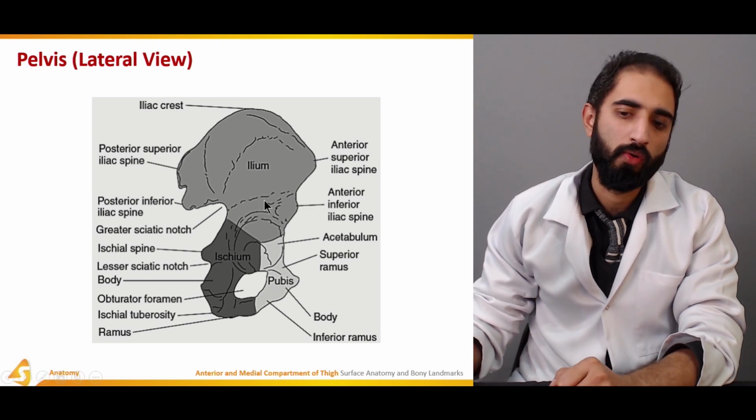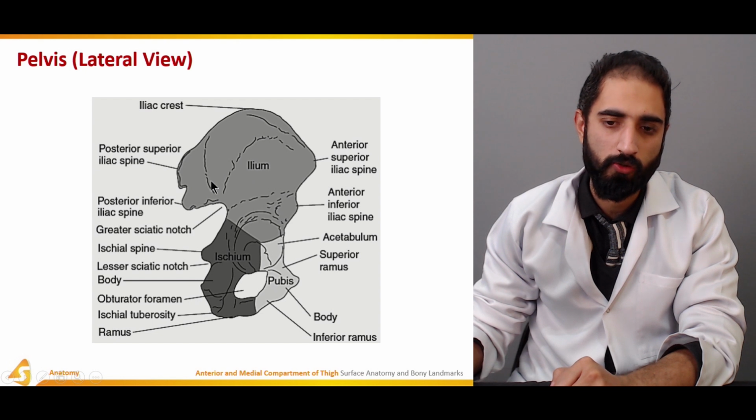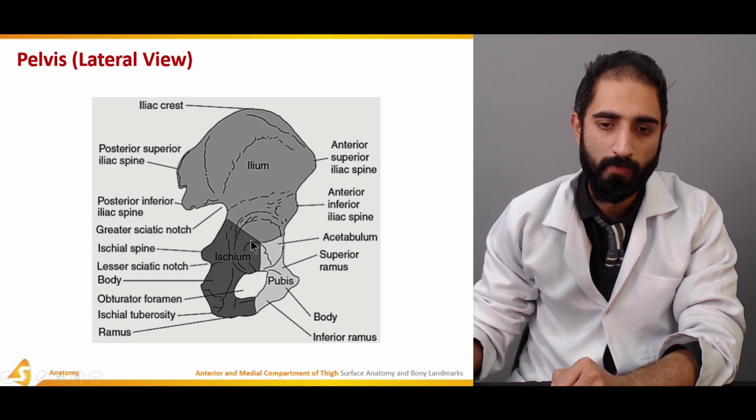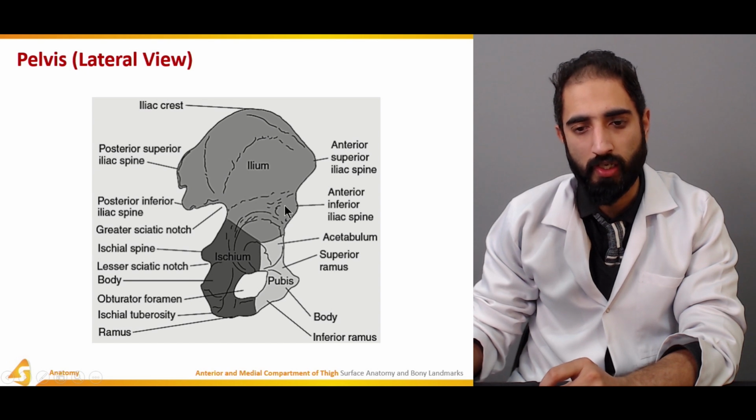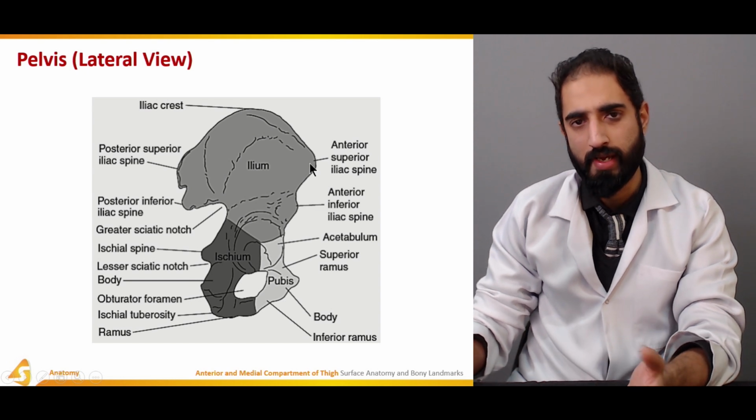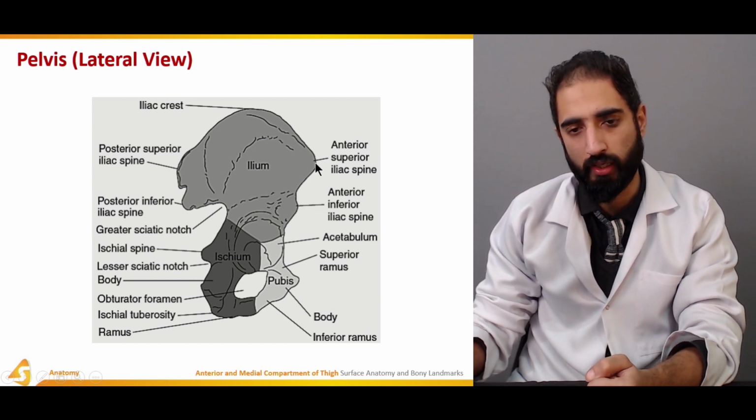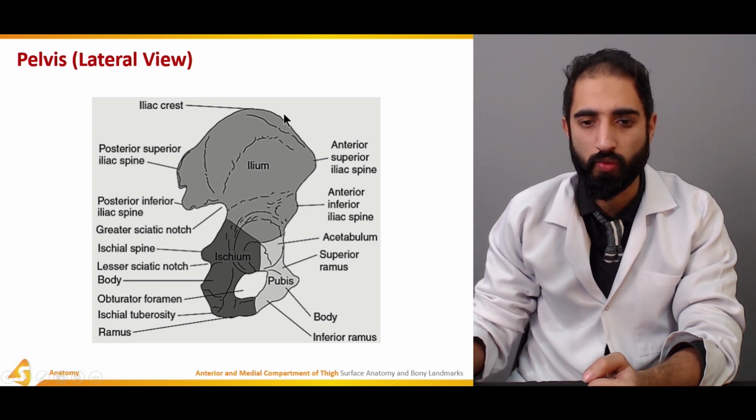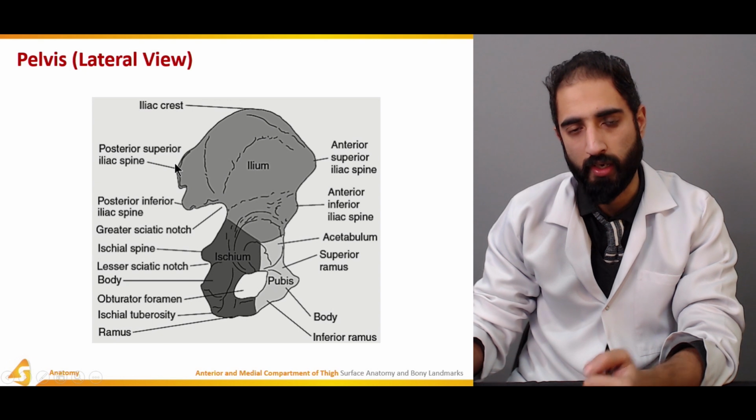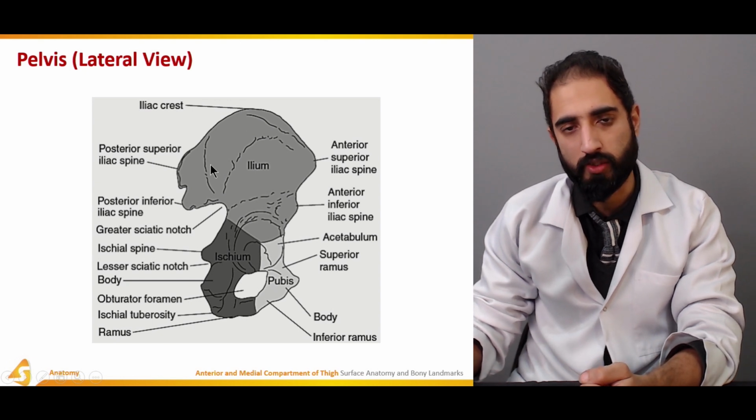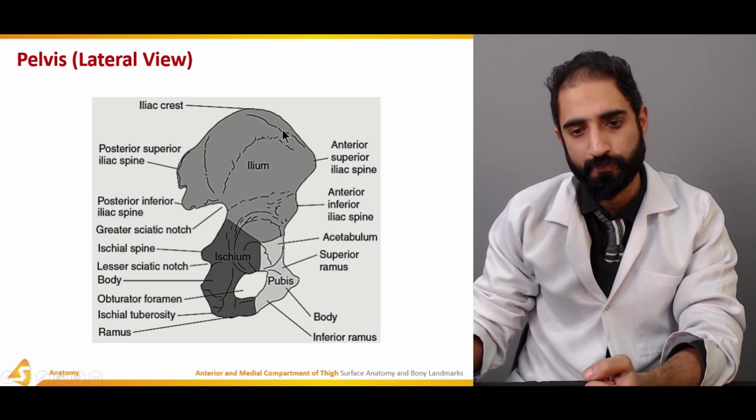So let's take a look at some important structures. As you can see, this superior part of the innominate bone is the ilium, this posterior and inferior part is the ischium, and this anterior inferior part is the pubis. So if you talk about the ilium, we have the anterior inferior iliac spine and then the anterior superior iliac spine, and this anterior superior iliac spine is very easily palpable if we try to palpate the anterior aspect of our pelvis, and this then extends towards the posterior superior iliac spine, and this area in between the anterior superior iliac spine and the posterior superior iliac spine is the iliac crest, which is also very easily palpable.